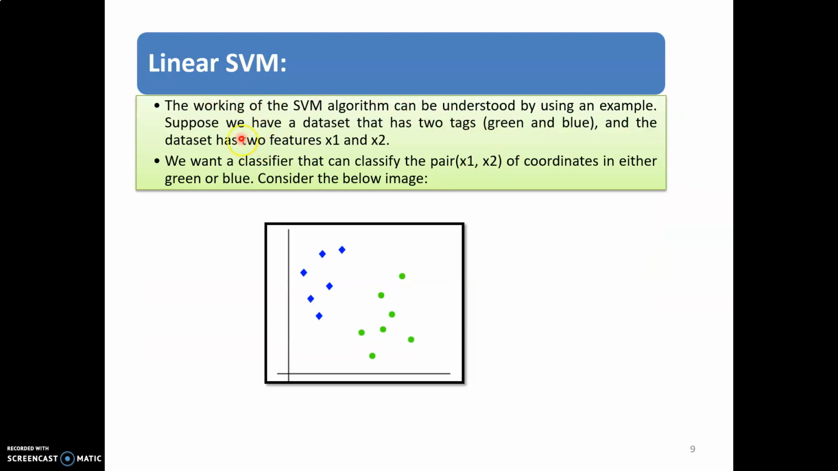Next one, example for SVM. The working of the linear SVM algorithm can be understood by using an example. Suppose we have a data set that has two categories: one is green and another is blue. And the data set has two features that are represented by x1 and x2. So we want a classifier that can classify the pair of coordinates x1, x2 as either green or blue. This is the example diagram for the pair of coordinates in linear SVM.